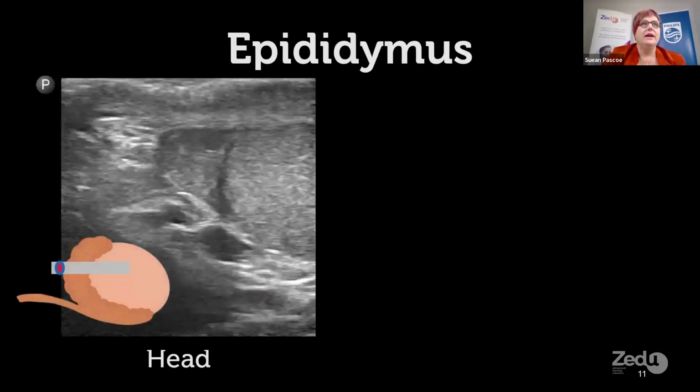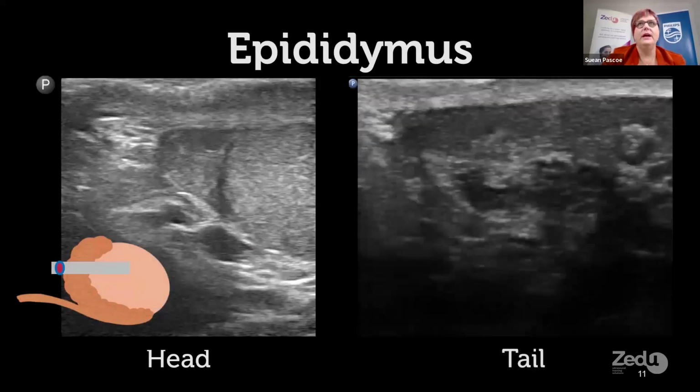We have the head of the epididymis, so our probe is about here. And then when we look for the tail, you can see this hypoechoic area. Can you see my arrow there, by the way? Yeah, you can see this sort of hypoechoic area here.